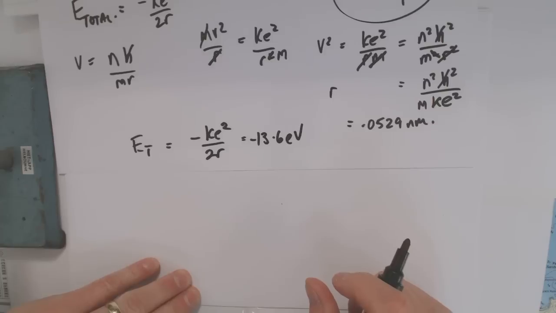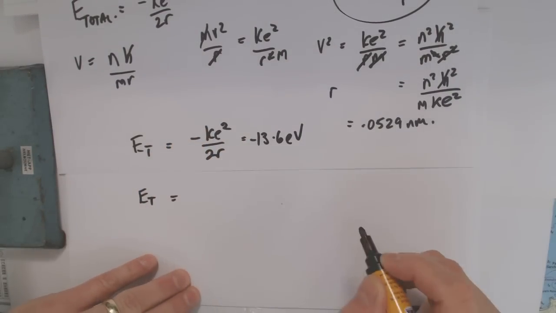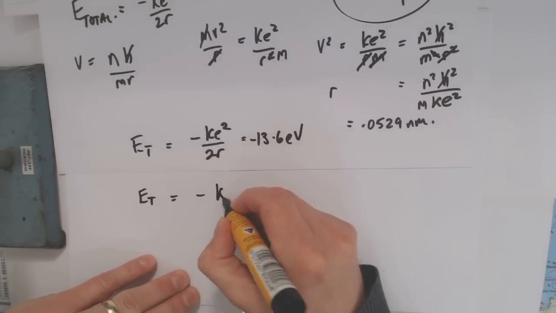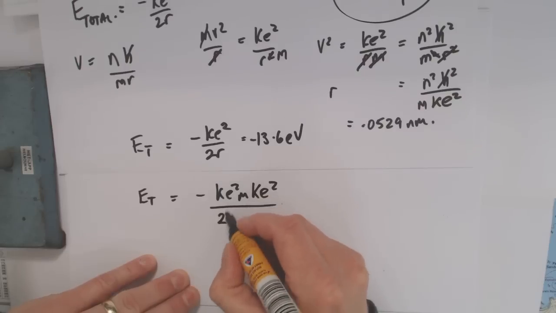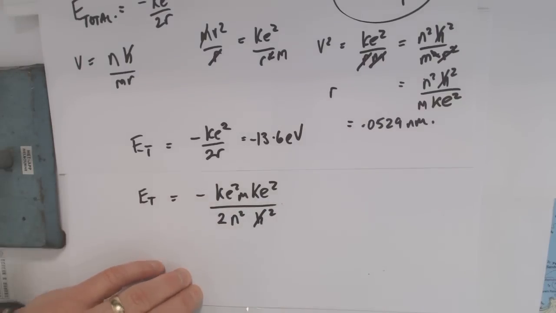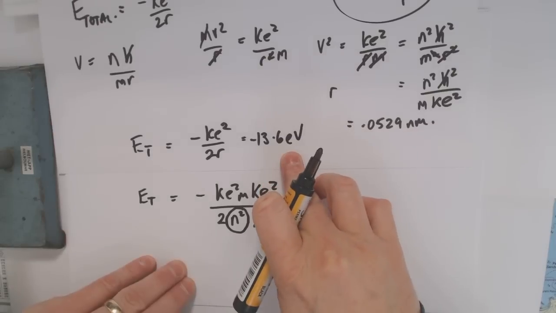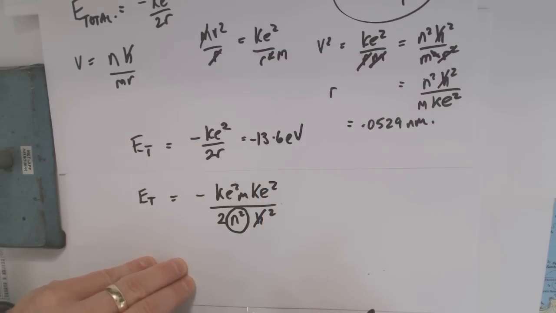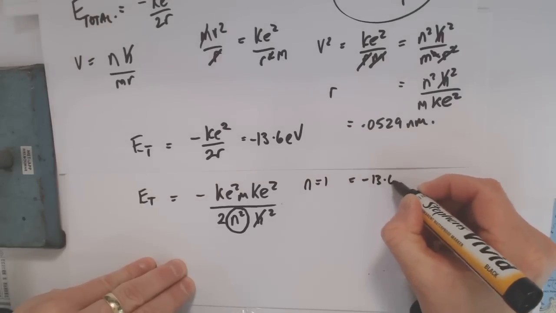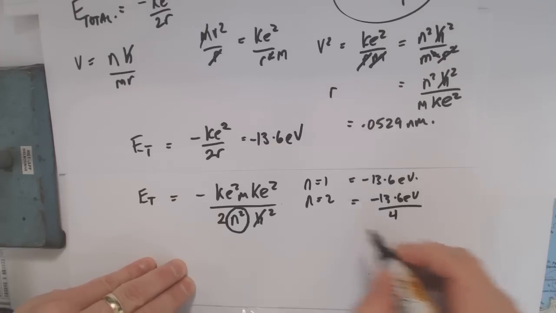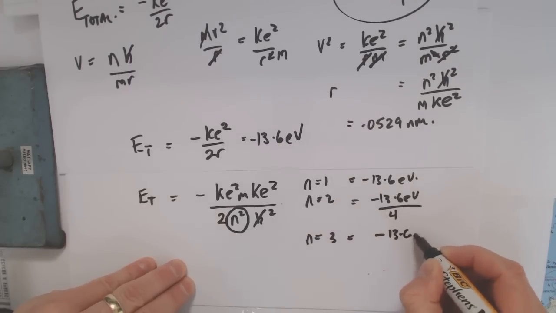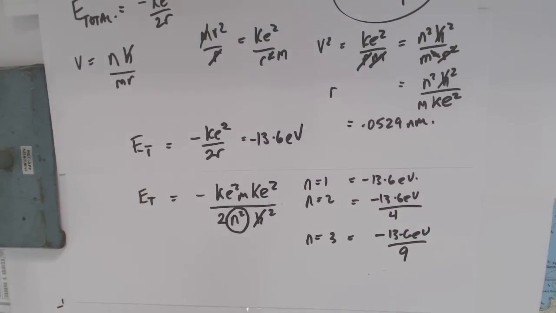Now, if we substitute our r into our E total formula, then we've got a formula for E total which doesn't include r. We're going to end up with minus, because it is a minus, m k squared e to the fourth over 2 n squared h-bar squared. The reason I wanted to do that was because look what we've got there, n squared. For n equals 1, our energy was minus 13.6 electron volts. For n equals 2, it's just going to be minus 13.6 electron volts divided by 2 squared. n equals 3 is just going to be minus 13.6 electron volts divided by 9. I think you're starting to get the idea of what goes on with this.